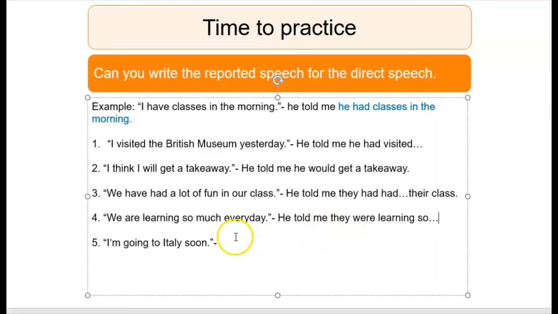Okay, and finally, number 5. I'm going to Italy soon. Okay, so again, he told me. It's always he told me because I'm talking about what my student told me. Okay, so he told me, I changed to he. Okay, am going changes to was or were, past continuous. He was. Right, so he was going to Italy soon. Okay, and that's it, finished.